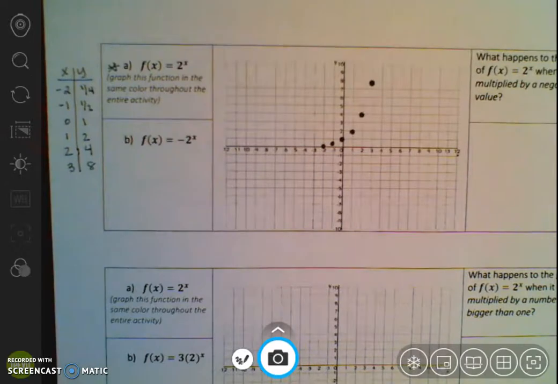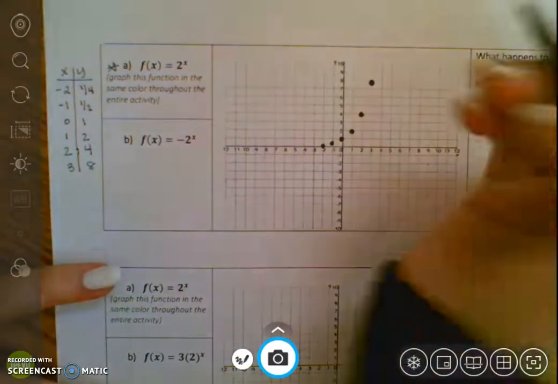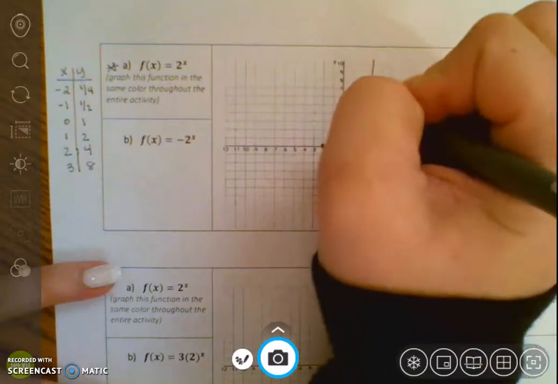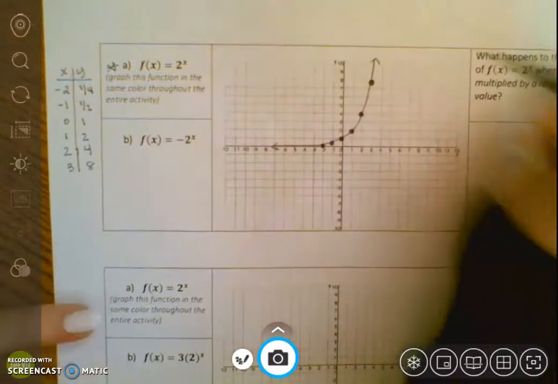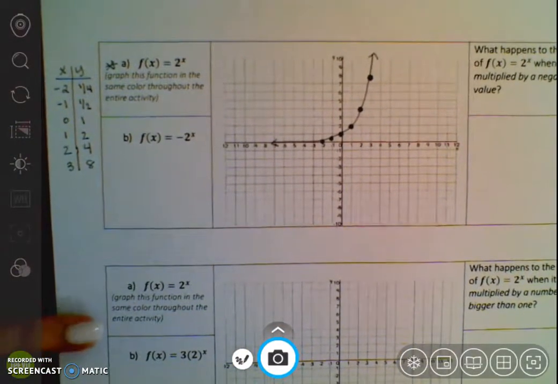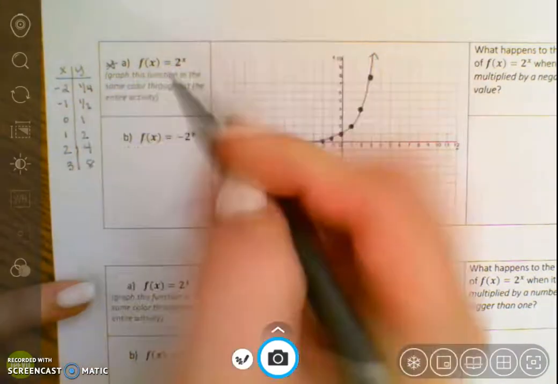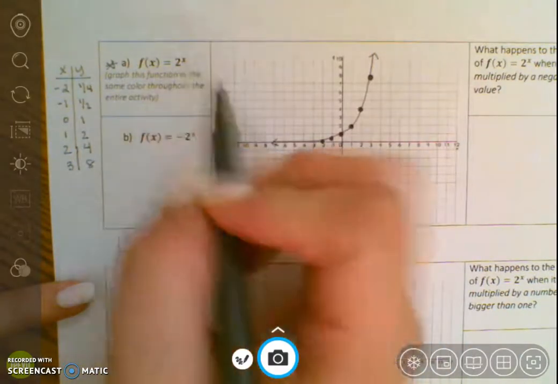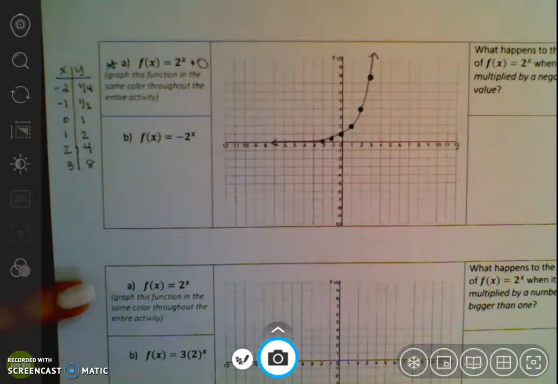So these are the points you should have graphed. Then remember, you have to connect the dots. So when you connect the dots, this is the graph you should have. And remember, your asymptote for this is going to be 0. So remember, your asymptote's at 0 because, right here, there's no number to the right side. It's a big plus 0.